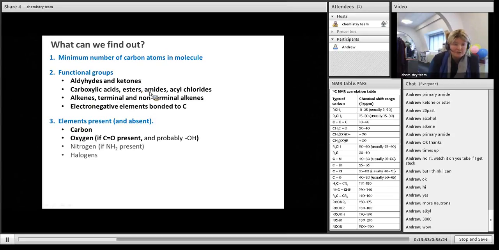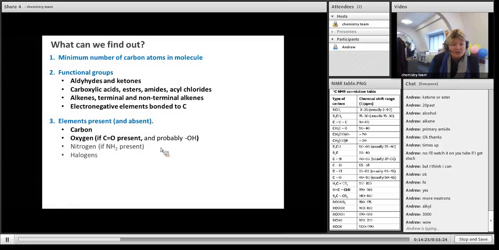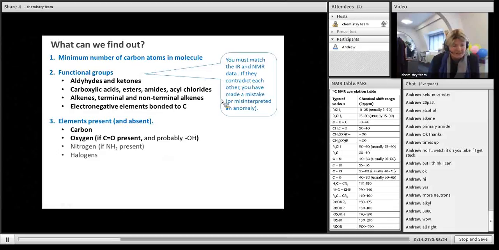Aldehydes and ketones are great in the NMR spectra. You can also work out if you've got other carbonyls, and it also shows the alkenes, and it tells you a bit more detail about the alkenes that the infrared didn't do. And then it also tells you about the electronegative elements attached to carbon because they get shifted downfield a bit. What you can see is where the carbon and oxygen is present, the halogens and the nitrogens are not so easy to decide. There you're going to need the mass spec as well as the infrared with that.